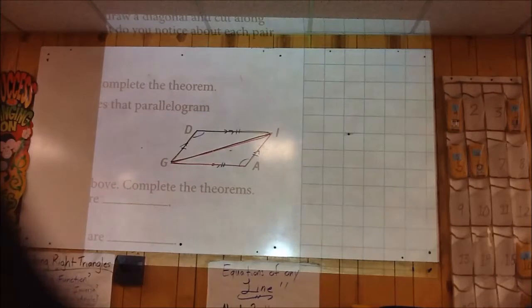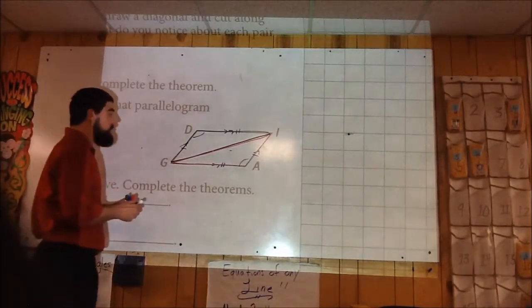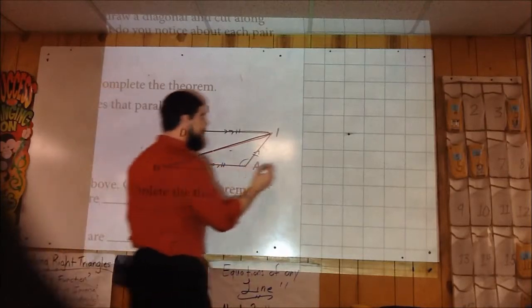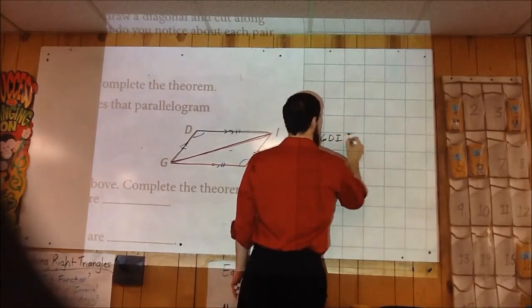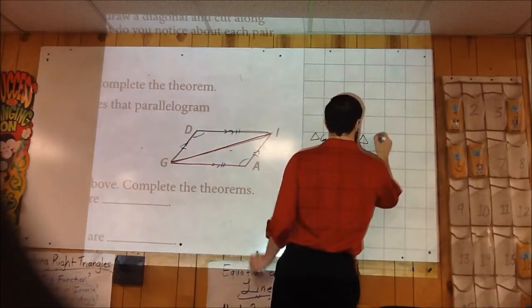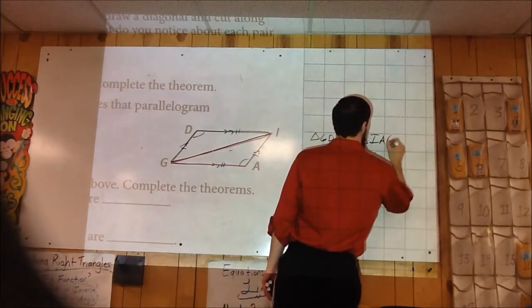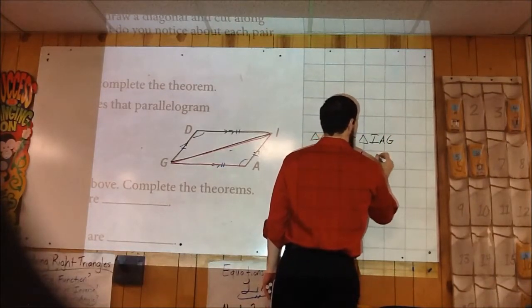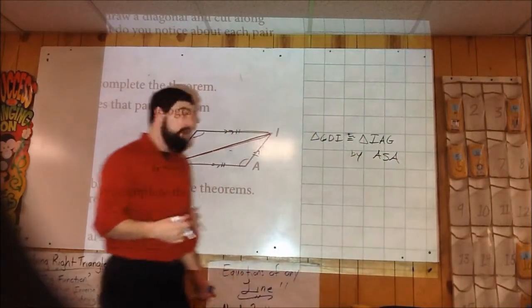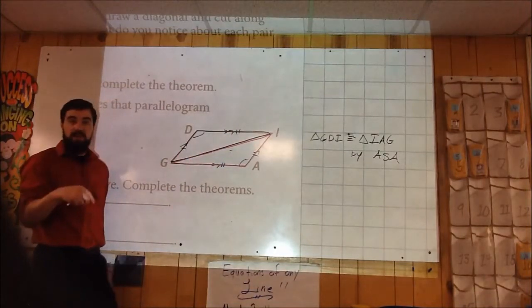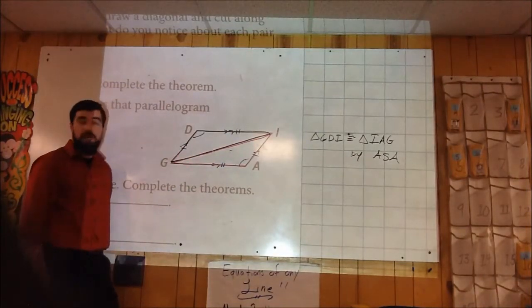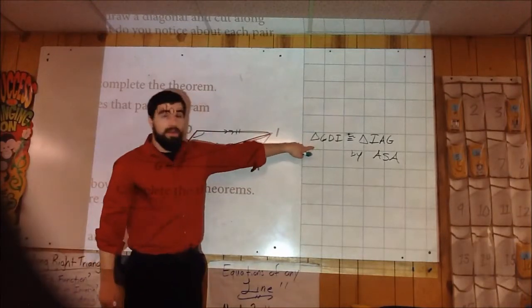Prove the theorem you completed in part A. Use the figure in item 3. So if I had to prove that, you would prove that these two triangles are congruent. So triangle GDI is congruent to triangle IAG by angle side angle. And again, where did those 3 parts come from? The 2 angles were the 2 different sets of alternate interior angles, and they shared this side GI. So you have to know how to get here.